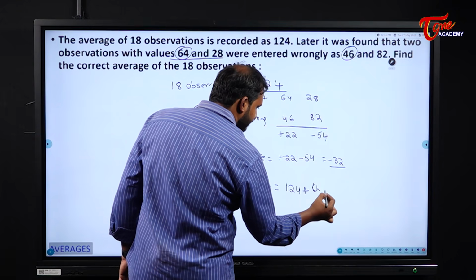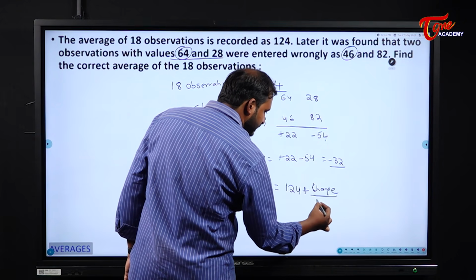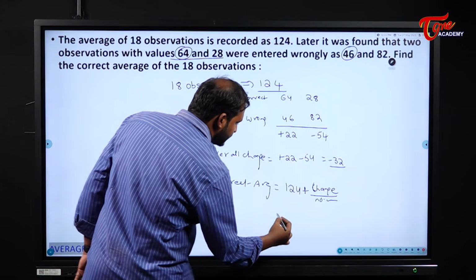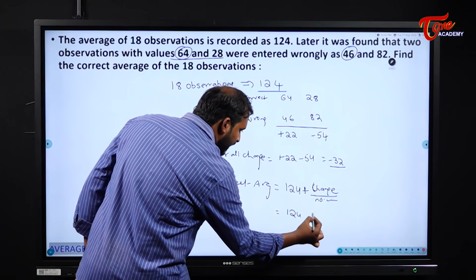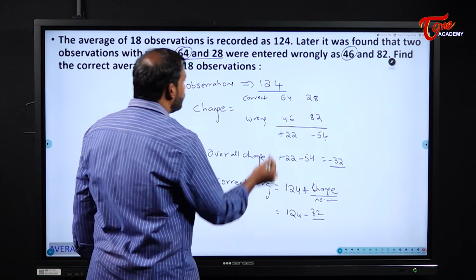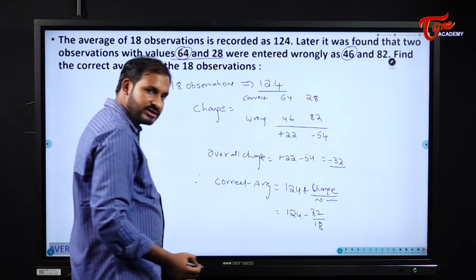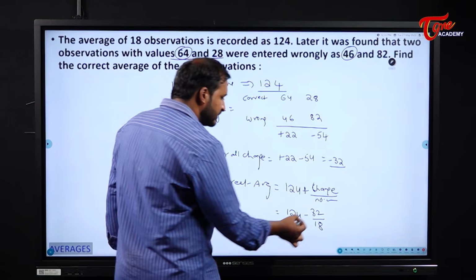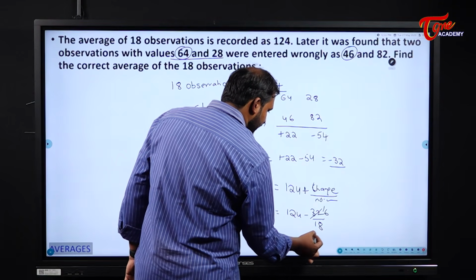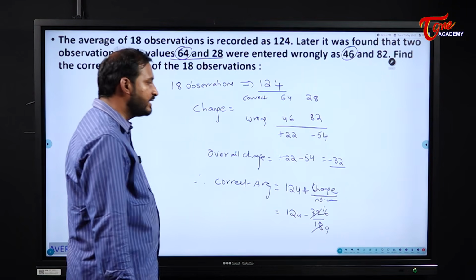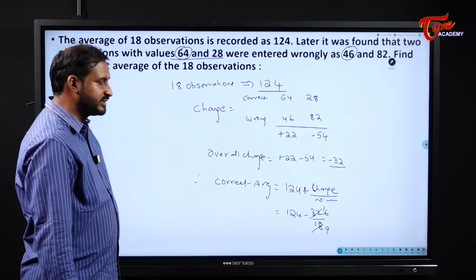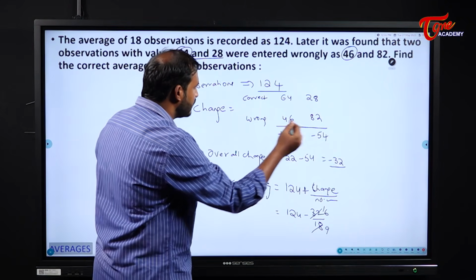Change by number of observations. So it becomes what? 124 minus 32, and the number of observations are how many here? 18 observations are there for us. So what does it become? 16 by 9. Okay, 16 by 9.